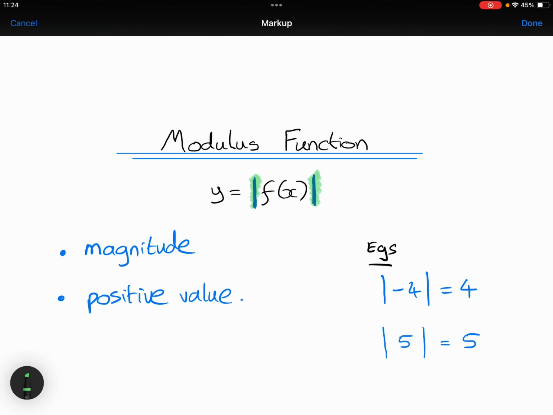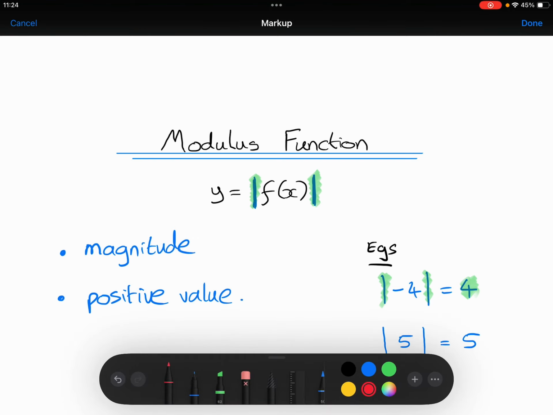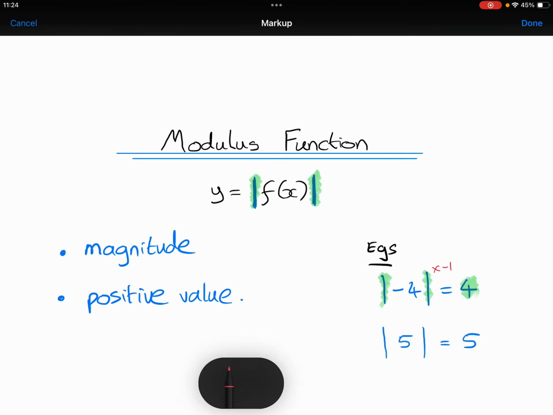So the modulus of -4 is just 4. We don't care about the fact it's negative. We just say the modulus of -4 is 4. So what the modulus function is doing in that case is multiplying that -4 by -1 to turn it positive. The modulus of 5, well, that's just going to be 5 because 5 is already positive, so the modulus function doesn't do anything to that. The modulus of 5 is just 5.